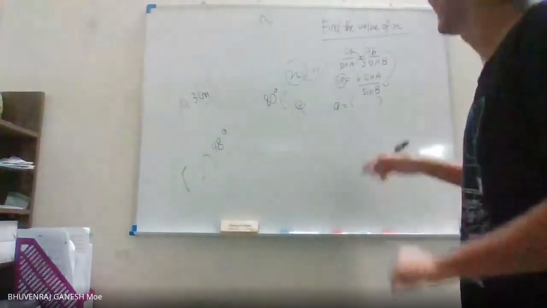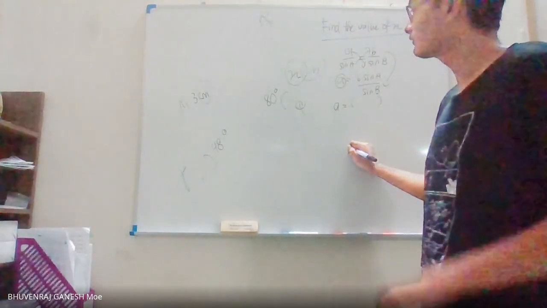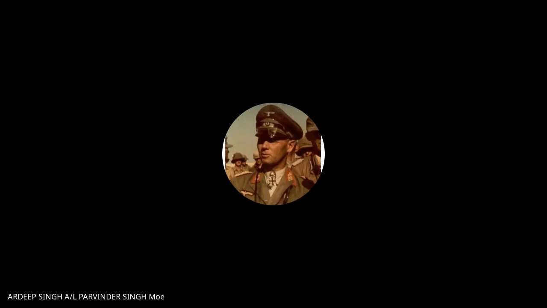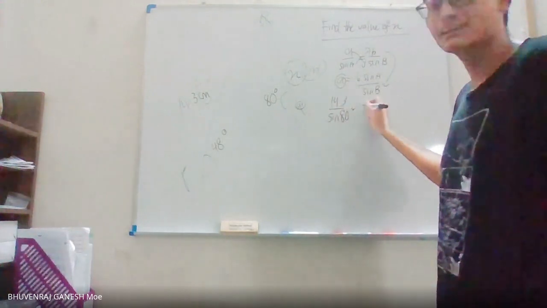Oh, sir, I got the answer, sir. So what is your B value? Slowly. 3 over sine 80 equals to x over sine 48. See carefully, the picture didn't come fully. Got 14 at the back there. Oh, 14.3 over sine 80 equals to x over sine 48. Yeah, very good. So this is how you apply the formula, Ishan.